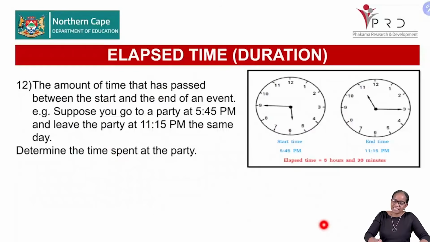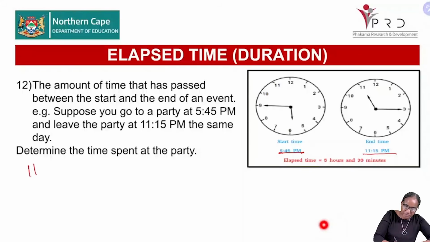So the party started at 5:45, as you can see from the analog display there. It started at 5:45 and ended at 11:15. The elapsed time is 5 hours, 30 minutes. How do we calculate that? Let's do it the subtraction way. Let's have our hours and our minutes. So it ended at 11:15. It started at 5:45.